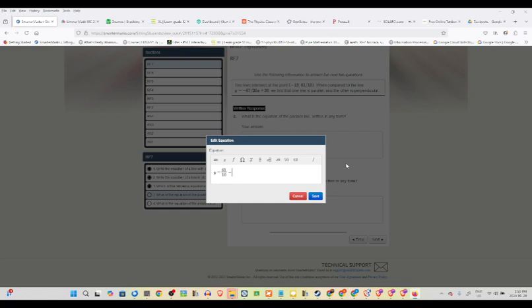There's our y minus the y coordinate. Now, for the parallel line, here's our slope. And before we have the x, we do x minus our x coordinate, which in this case is x plus 13.